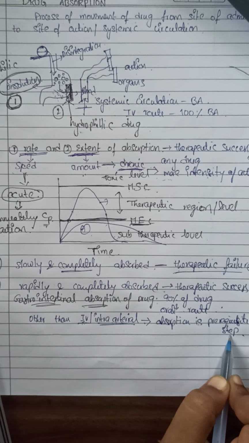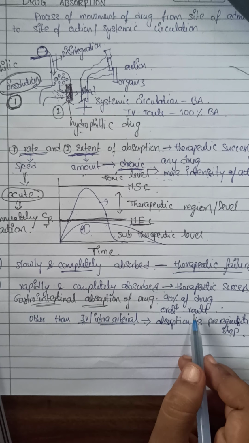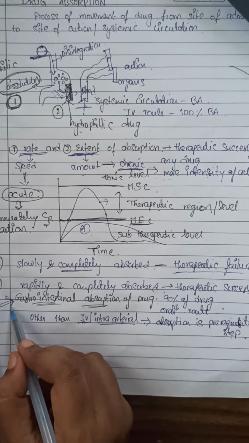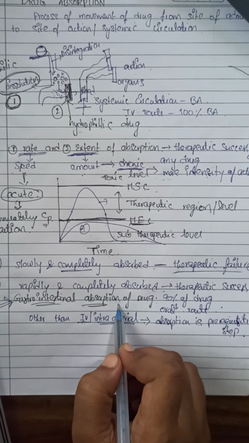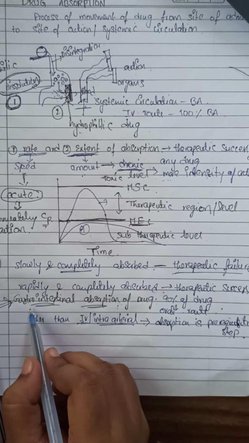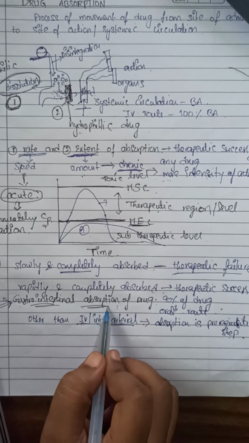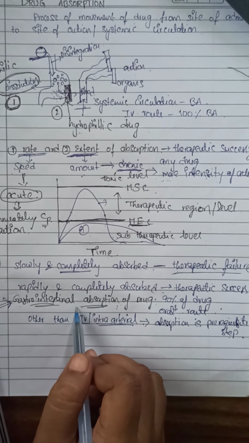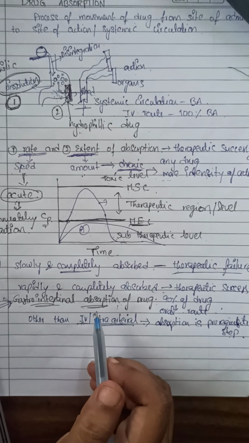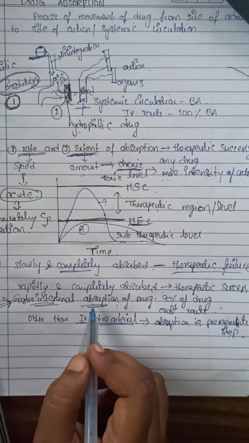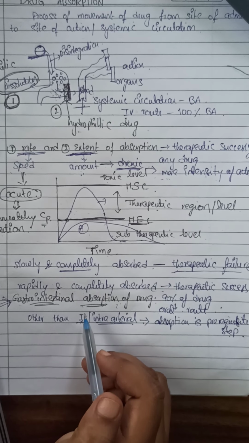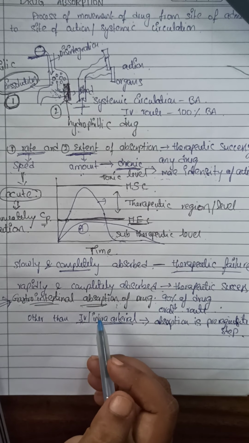Among all the routes, the oral route is the most commonly used, and most of the drugs are administered by it. Hence we are emphasizing gastrointestinal absorption. Before knowing the different processes involved in absorption, we should first have basic knowledge of the biological membrane, that is, the GI membrane.